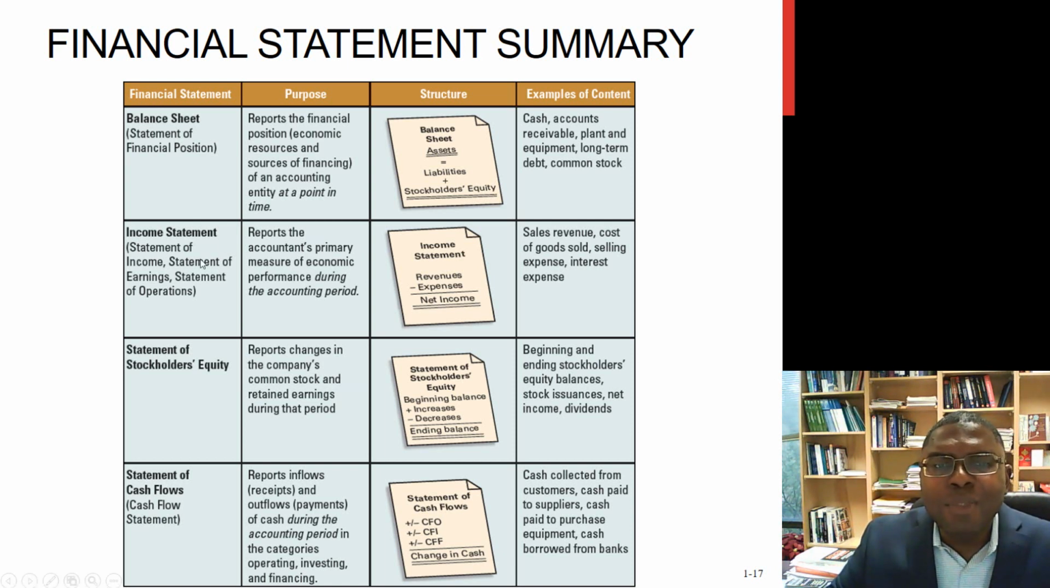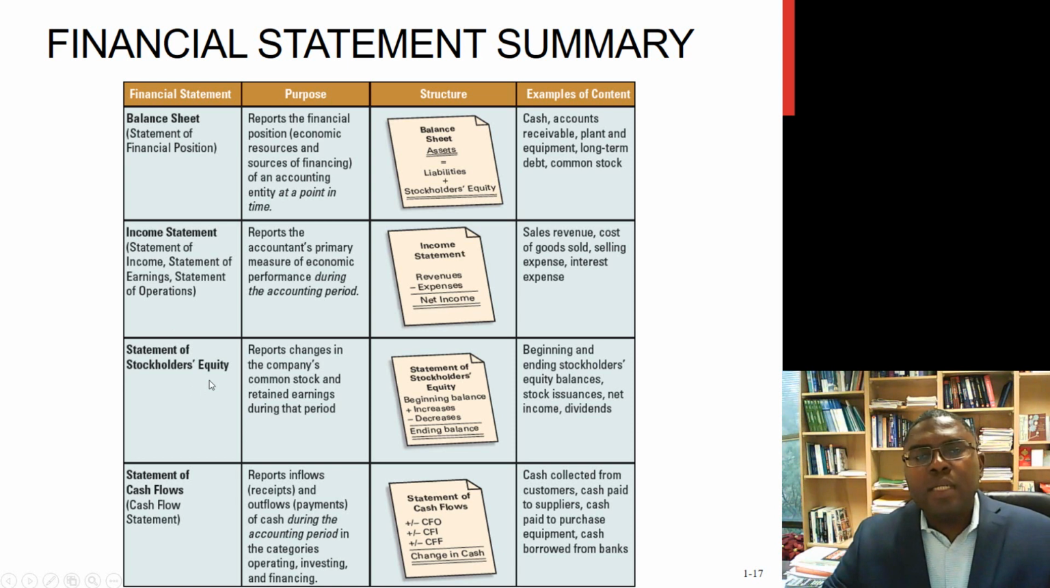We also have the income statement, or what we call the statement of earnings or the statement of operations. It reports the primary measure of economic performance during the accounting period. So the income statement will tell us whether the company makes a net income or a net loss. It will show all the revenues less all the expenses. If the revenues are greater than the expenses, then the company makes a net income, which is a profit. On the other hand, if the expenses are greater than the revenues, the company makes a net loss.